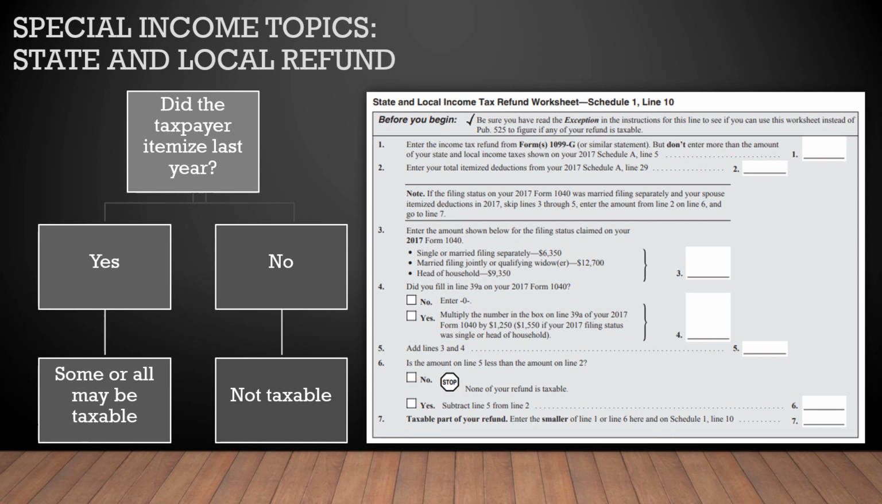And there is a button to push in TaxSlayer where you can get to this worksheet. If the taxpayer just took the standard deduction in that prior year, then the refund will not be included in taxable income for the current year. And this is probably going to be the case for most of our taxpayers.